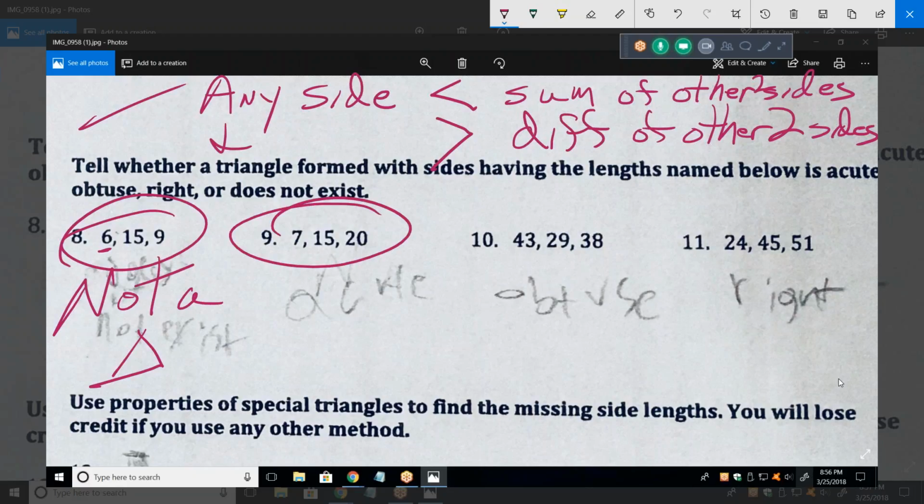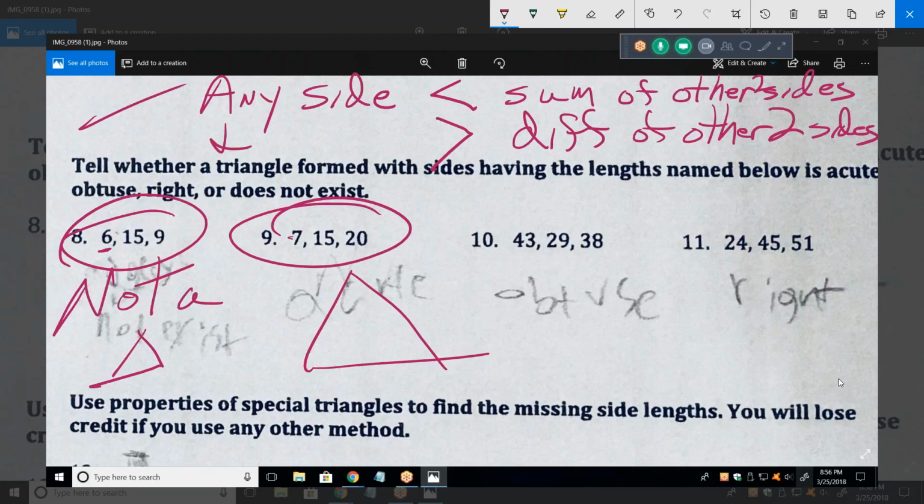Now, 7 is less than the sum. It's greater than the difference. And we need to check all three sides. Is 15 less than the sum? Yes. Is it greater than the difference? Yes. Is 20 less than the sum? Yes. Is it greater than the difference? Yes. So that is a triangle. Okay.